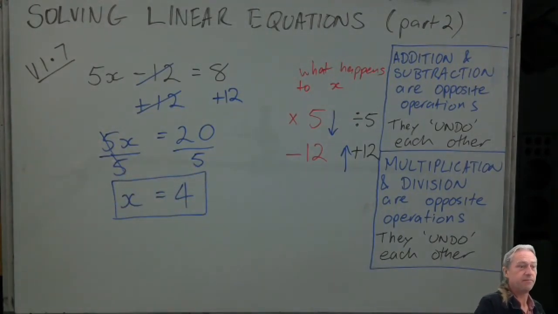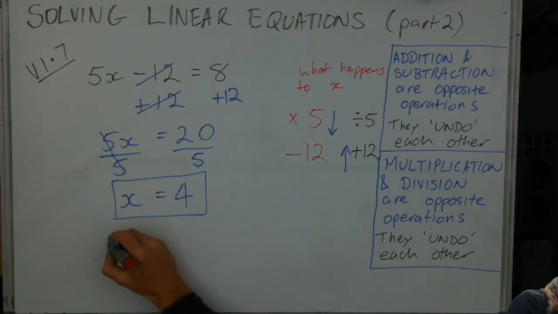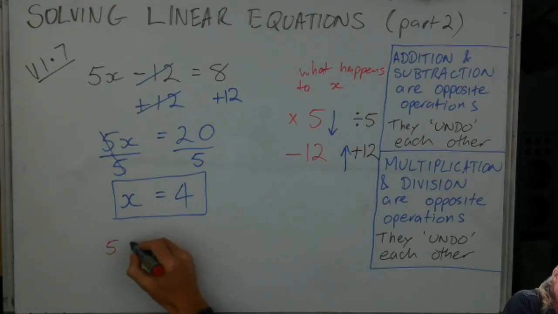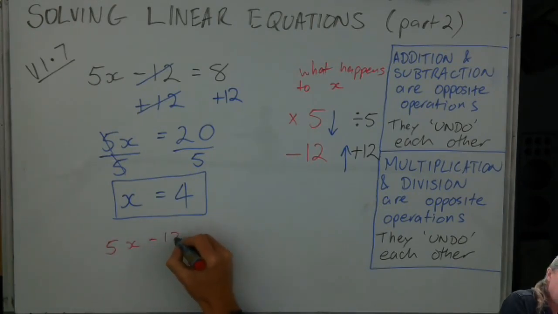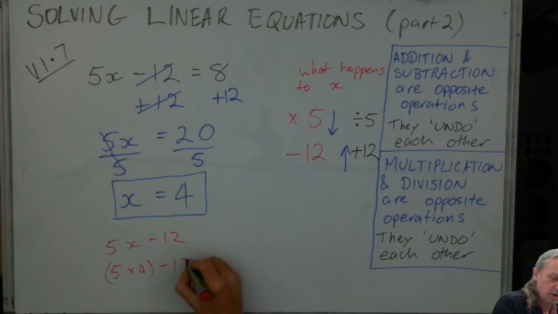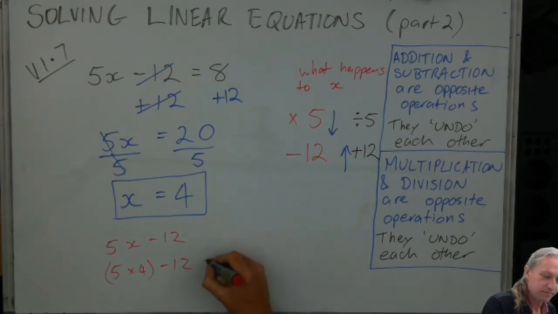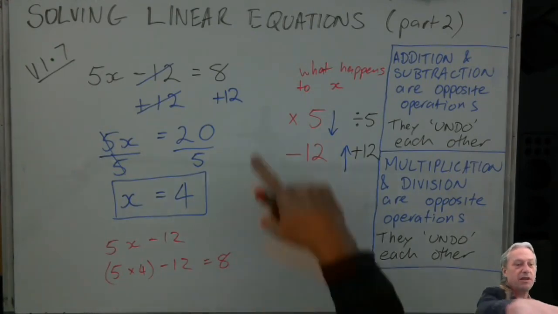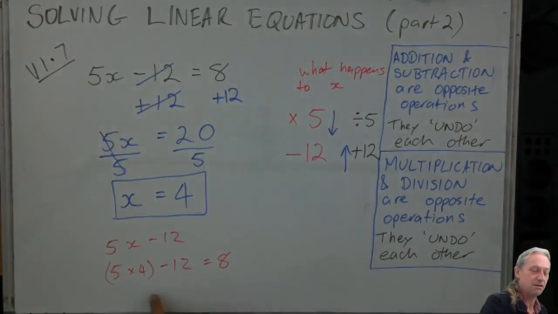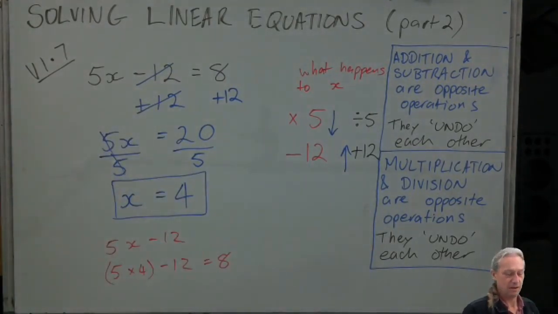Now just to check, our original equation was 5x take away 12. If I put 4 in here, 5 times 4 is 20, take away 12, it does equal 8. So that's just our way of checking. Yes, if we substitute this into here, we will get the right answer.